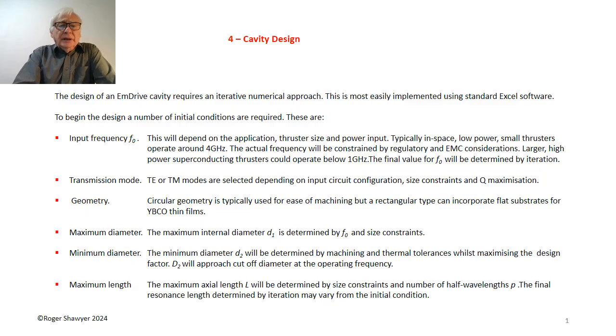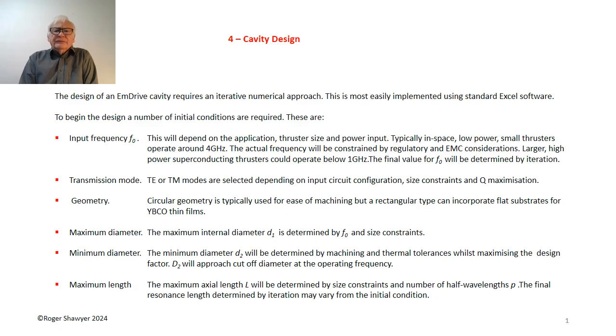And the first one, fairly obviously, is the input frequency F0. Now, essentially, this will depend on the application that the thruster is going to be used for. Will it be used for a small CubeSat or a very large launch vehicle? The application will determine the size of the thruster and the power at which it will operate. So typically, an in-space, low-power, small thruster used on satellites operates around 4 gigahertz.